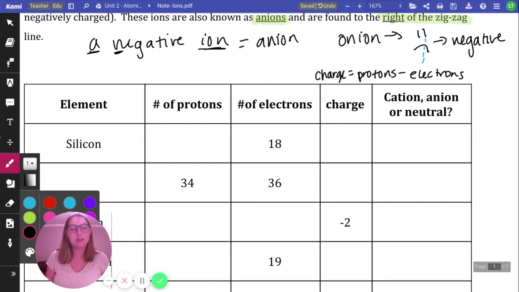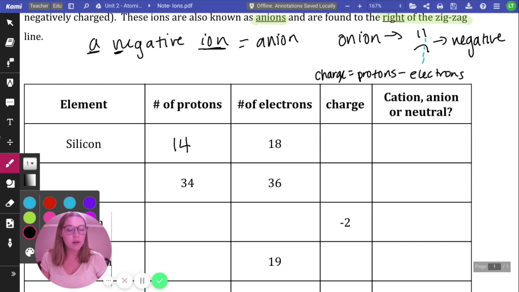So our element is silicon. All right, so find silicon on your periodic table. The symbol is Si. So first thing we want to do is find it on our periodic table. It is right there, number 14. All right, so since its atomic number is 14, that means it has 14 protons.